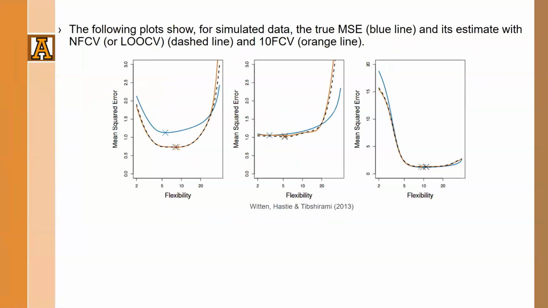So the true mean square error is the blue line. Okay, so the true mean square error is this line here. The n-fold cross-validation, or leave-one-out cross-validation, which is the same, is the dashed line. And the 10-fold cross-validation is the orange line. Okay, that's the orange line, the 10-fold cross-validation.